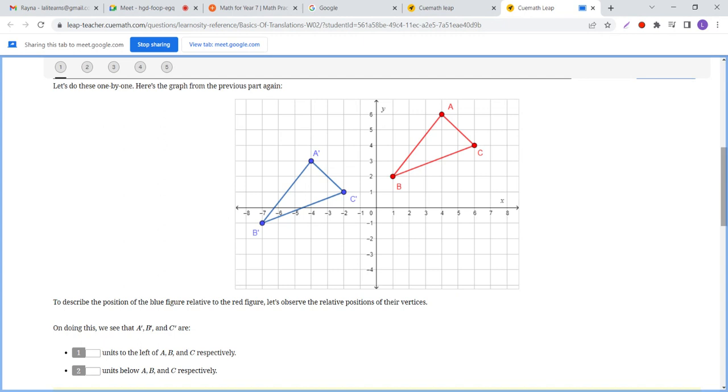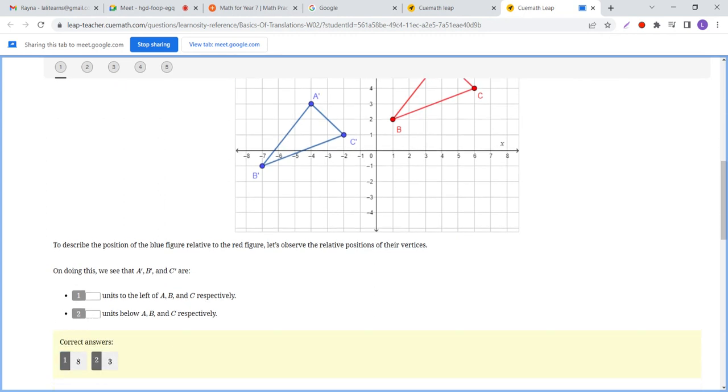It has moved 8 left, and then how many units below? 8 left and how many units below? 3 below. 3 below. 8 left and 3 below, right? Yeah. That is correct.